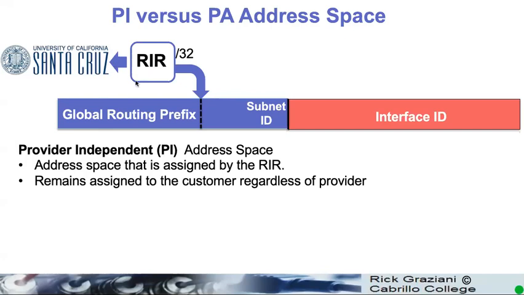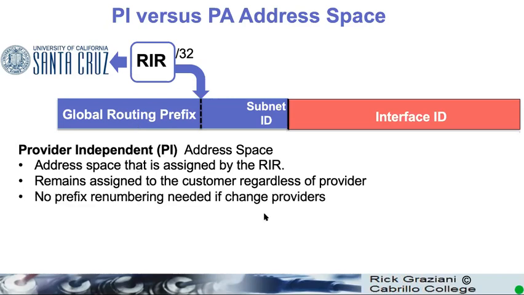But this address stays with them, no matter who their ISP is, because it doesn't belong to their ISP, it belongs to UCSC. So they get to keep this global routing prefix and this address no matter what. If they change service providers, ISPs, doesn't matter. They own their own IPv6 address space.